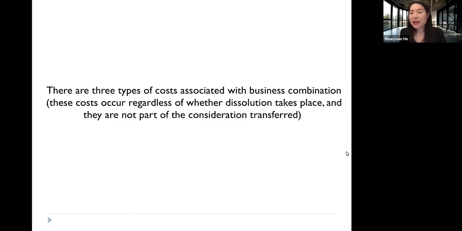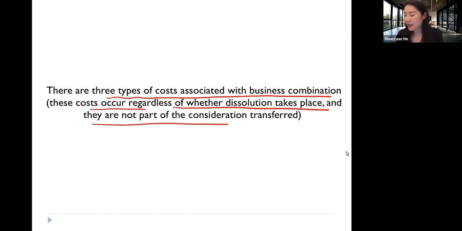So we have looked at the two situations with dissolution and without dissolution and how to apply the acquisition method. Now let's look at three types of costs associated with business combination. And those three types of costs occur regardless of whether dissolution takes place, and they're not part of the consideration transferred. So it's independent of what we talked about before.